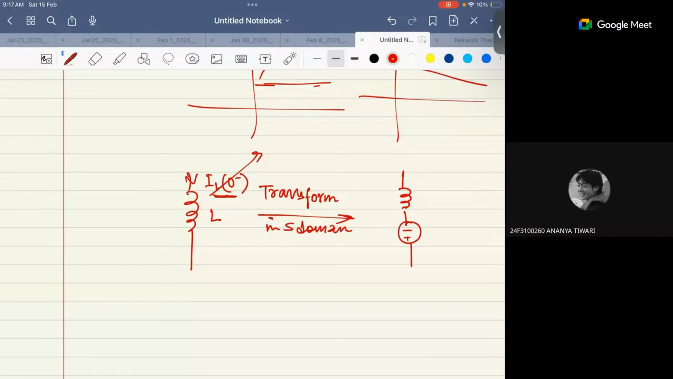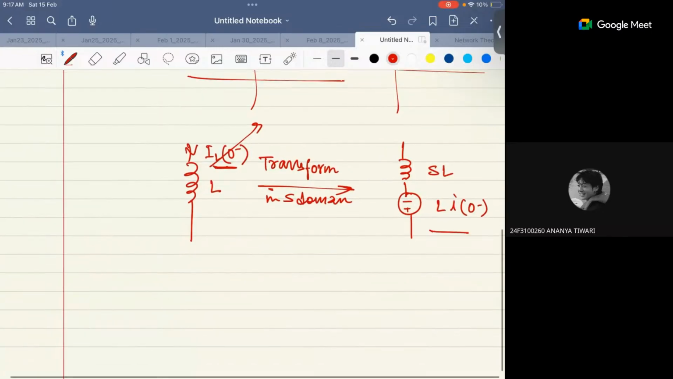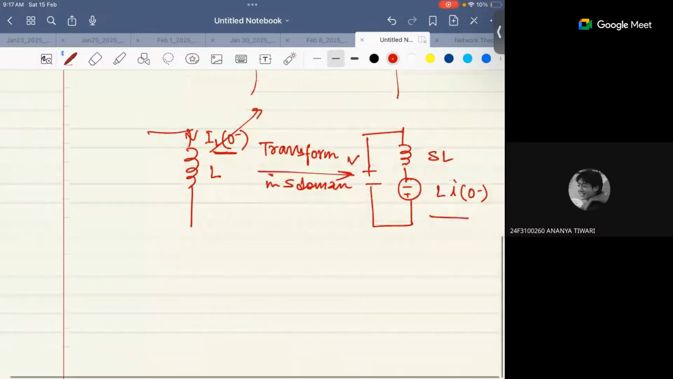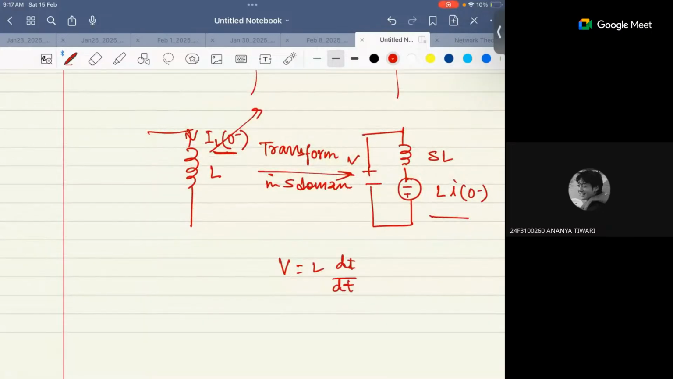You write a voltage source also, that is L of I0 minus, correct? And this becomes SL. How are we getting this V? I told you, V is L di by dt. If you have L di by dt, you do the same: SL minus L i 0 minus. That is if you have an initial condition; if the current was 0, then it is not needed.